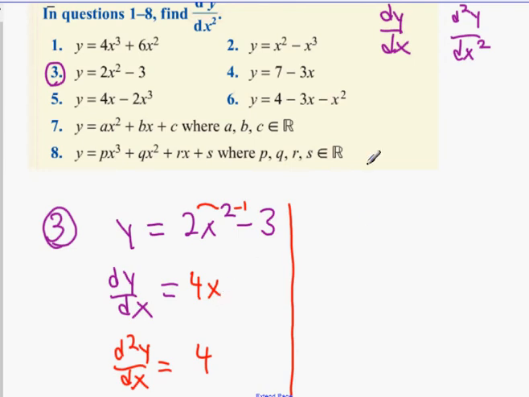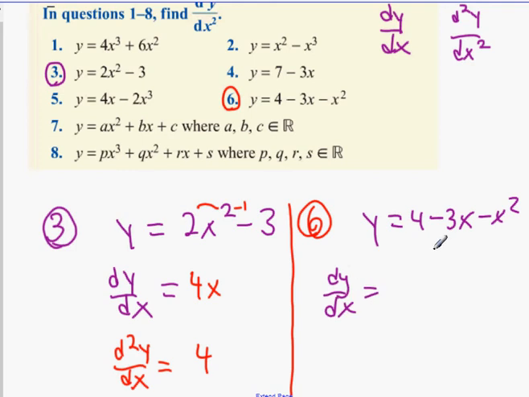Okay, next one is question 6. I've done 3 and 6 so far. Question 6 is the same deal. You have y equals 4 minus 3x minus x squared. Dylan, what happens when you differentiate a number, just a number with no x beside it? 0, perfect. When you differentiate minus 3x, what happens? Minus 3. And then what about minus x squared? Minus 2x.